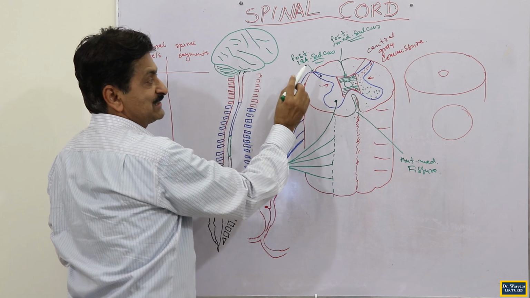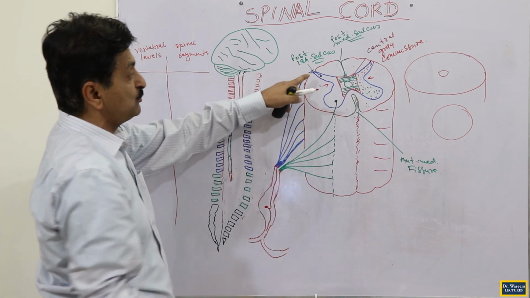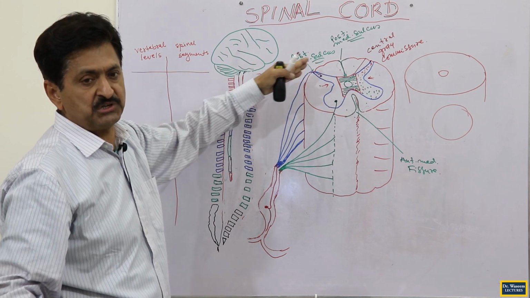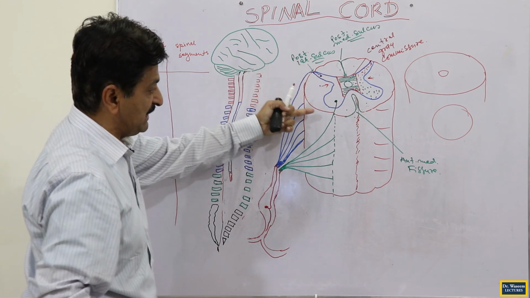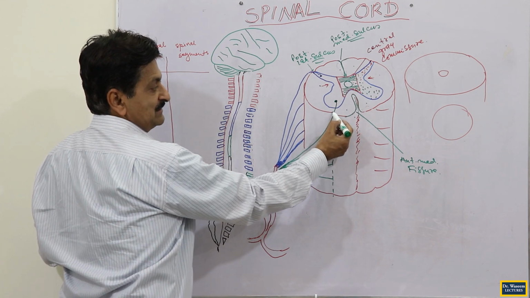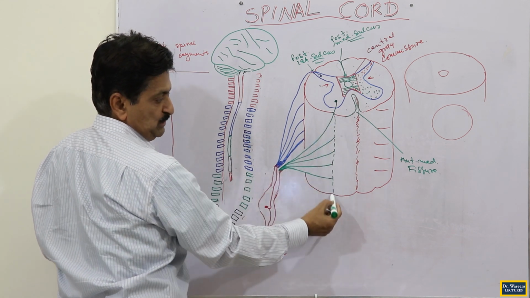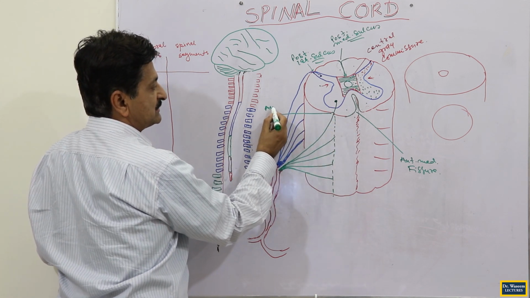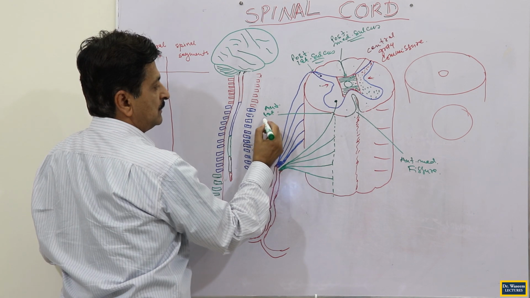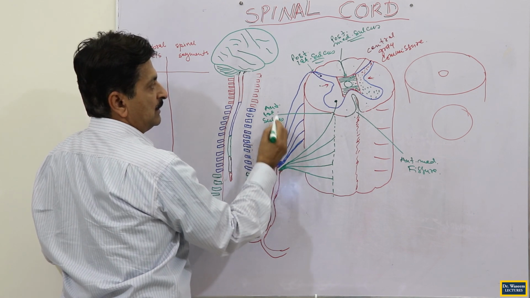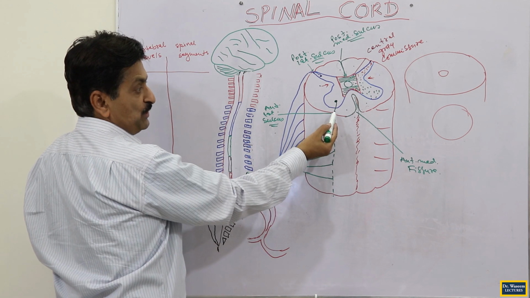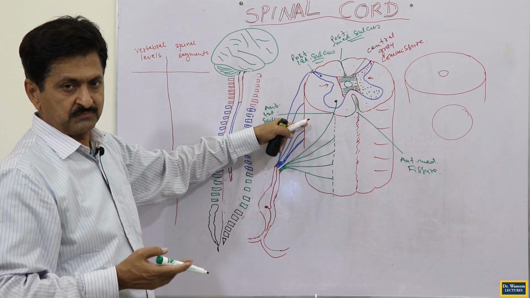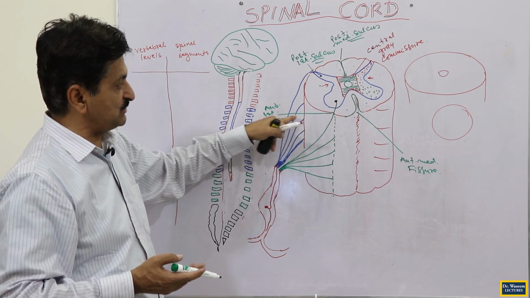And the posterior lateral sulcus is the spot from where the posterior roots of the spinal nerves emerge. Similarly, when you come here, we have the sulcus again, a depression throughout its length. You call it the anterior lateral sulcus. The anterior lateral sulcus is the spot from where your anterior roots, the motor roots of the spinal nerve, come out.